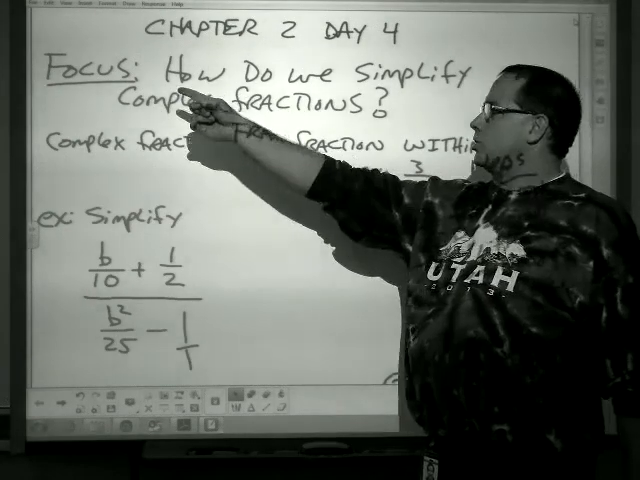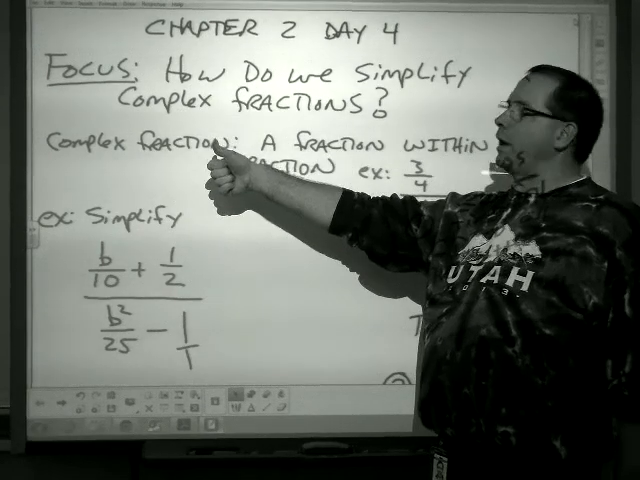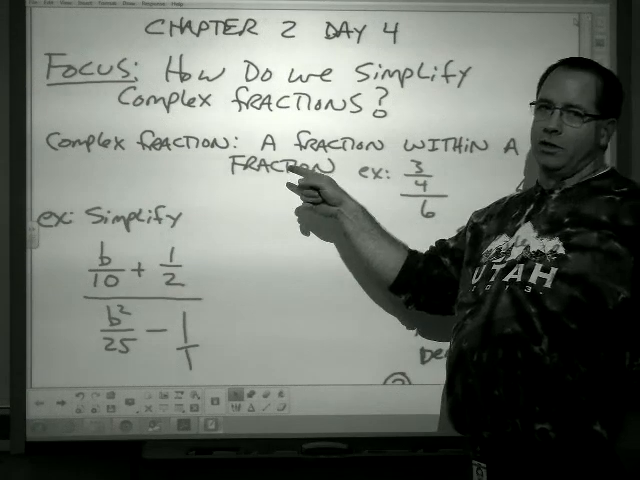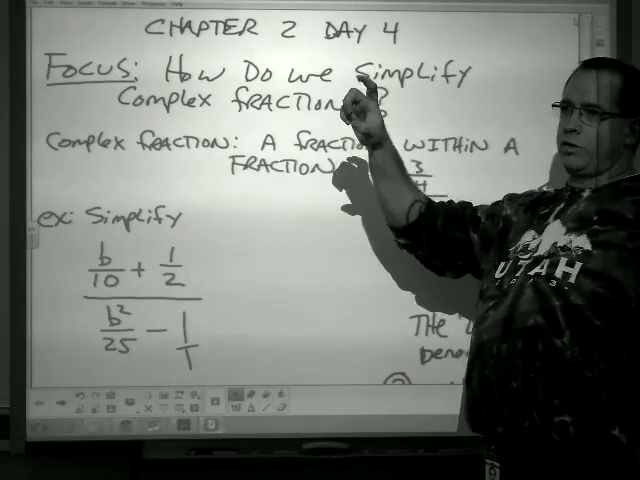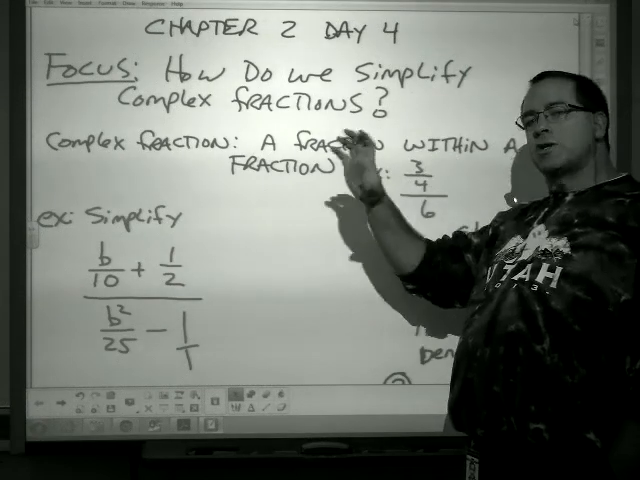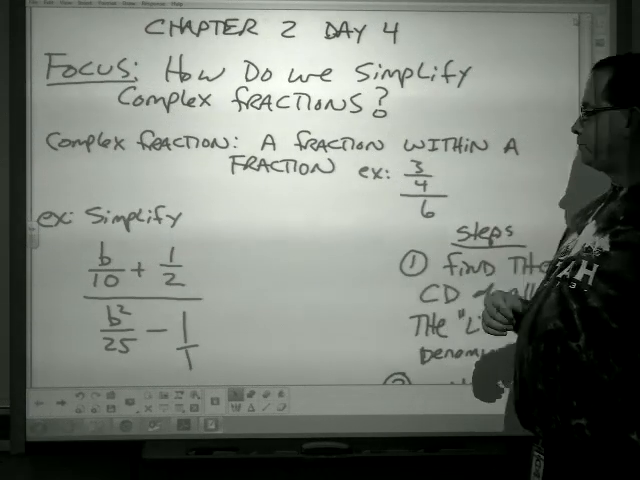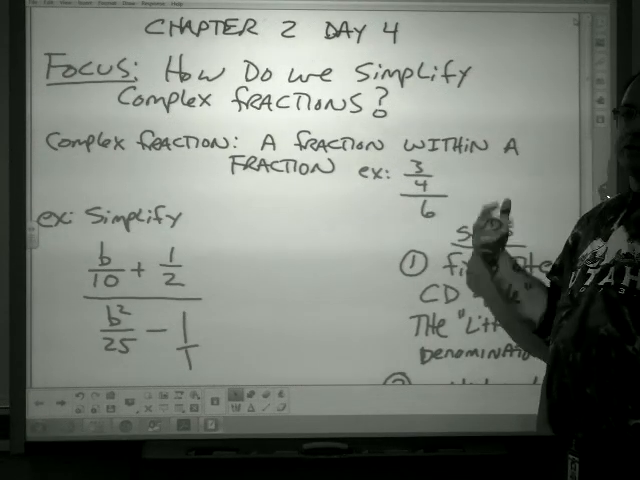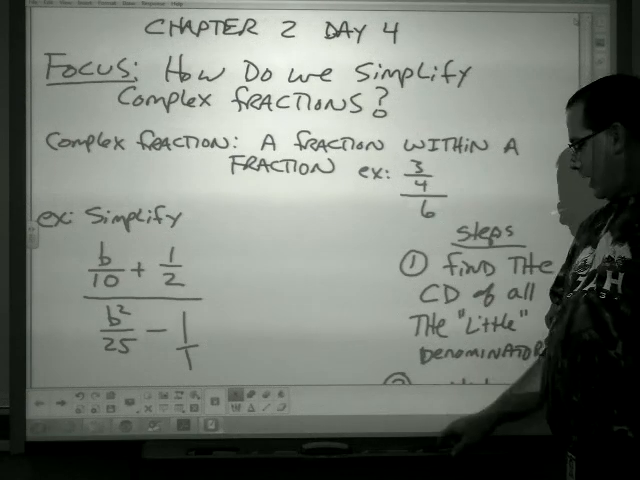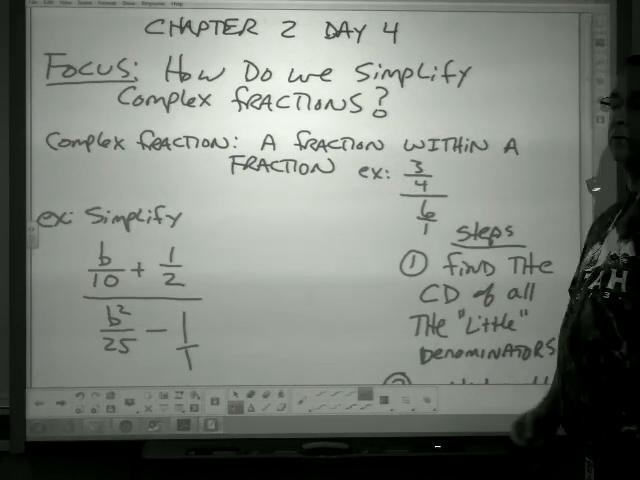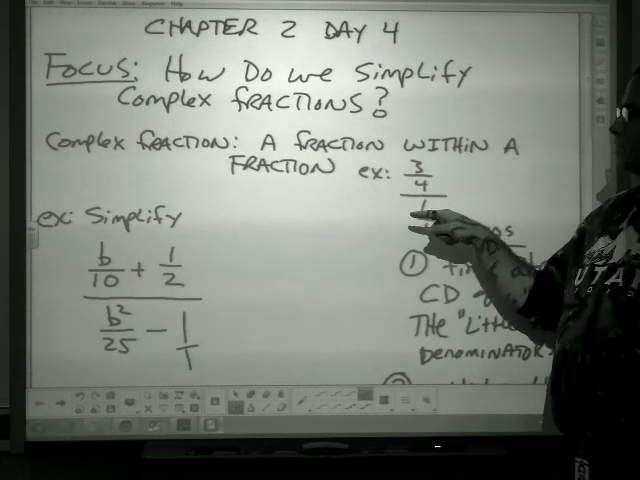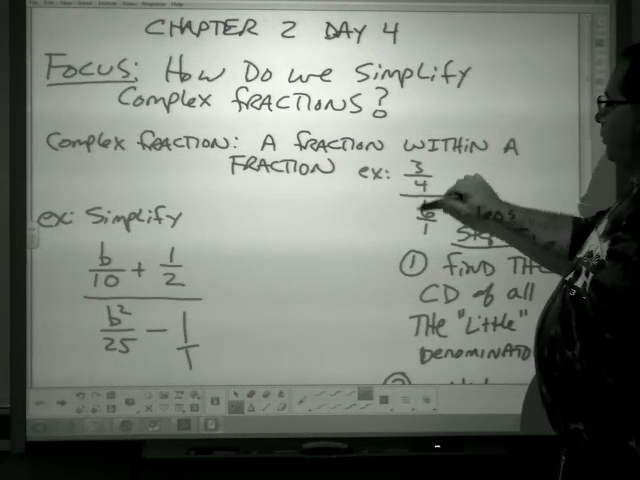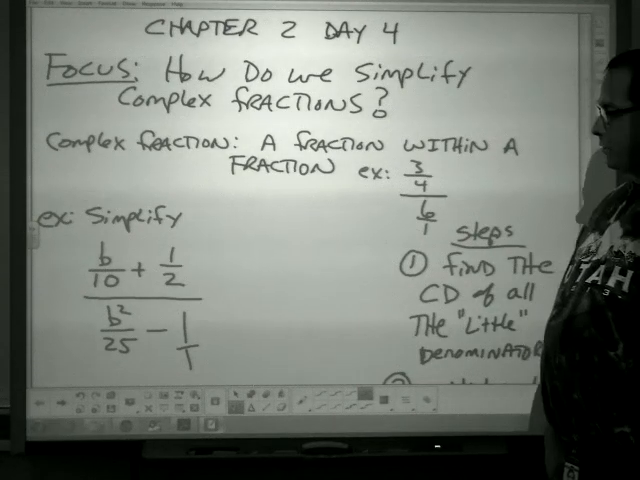So a complex fraction, what is it? A complex fraction is a fraction within a fraction. We call them complex fractions when there's more than one fraction within a fraction. It's like fractions on top of fractions. An example might be 3/4 over 6. This is a fraction. This is a fraction. Remember, we could write this as 6 over 1 and it's still a fraction. Fractions within fractions are complex fractions. So how do we simplify them now when we have multiple fractions?